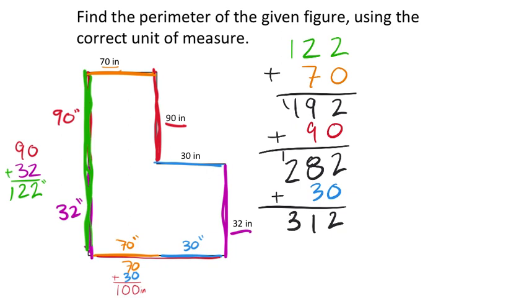Now we'll add the purple side length of 32. Probably should have made those top ones smaller. But 2 plus 2 now is 4. 1 plus 3 is 4. And then drop the 3.